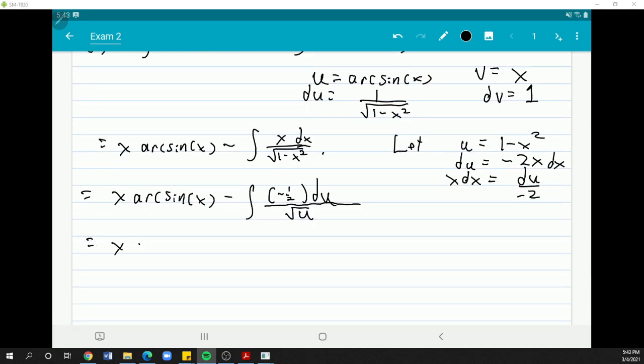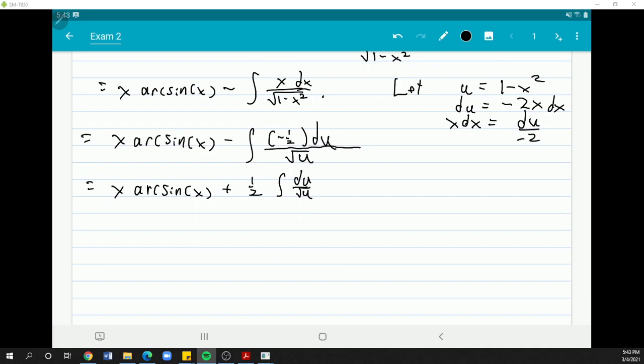So this is x arc sine x. The minuses come together to make a plus, 1/2 integral du over root u. And again, you can do this in fewer steps if you want, but I'm showing everything. This is x arc sine of x plus 1/2 integral u to the minus 1/2 du. And now it's ready for the power rule.